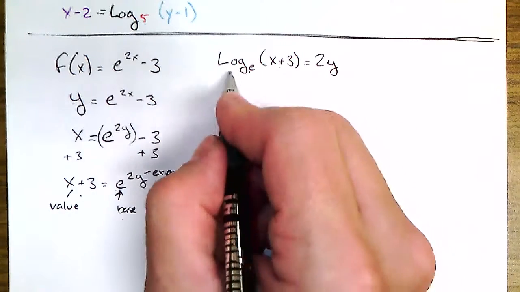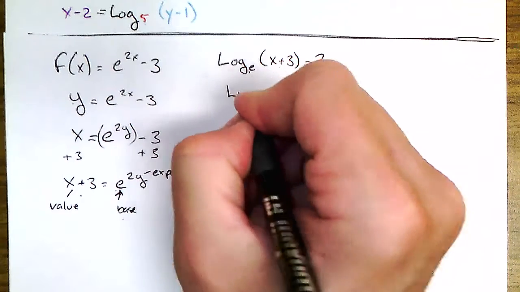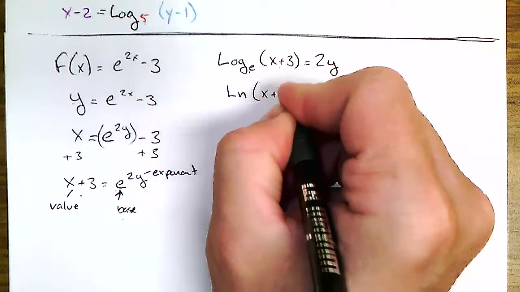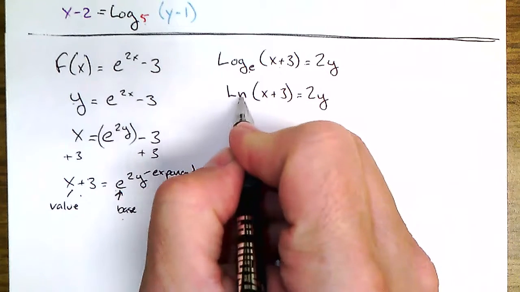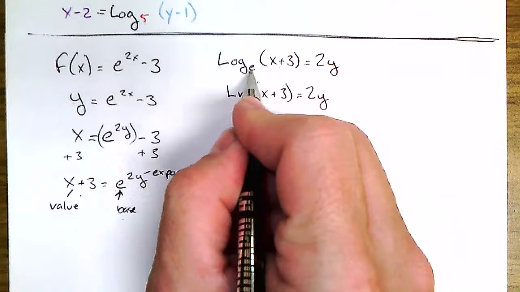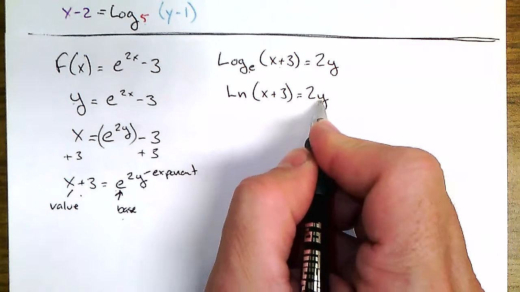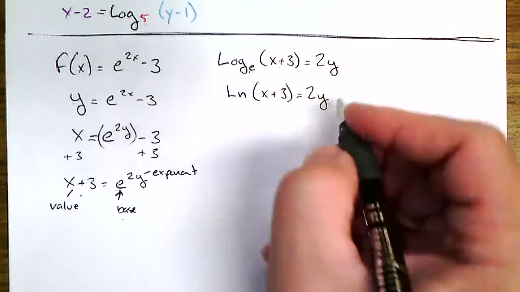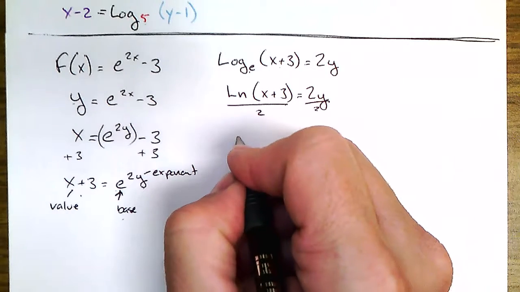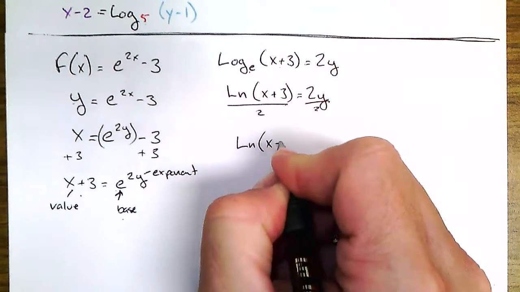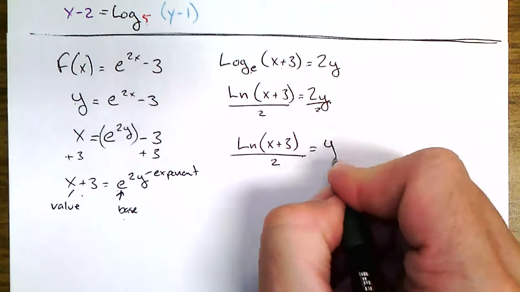Now, log base e has its own format and special name, and that's natural log. So let's write this as ln of (x plus 3) equals 2y. So anytime you see an ln, that's just letting you know it's log base e, natural log. Now our last step is we need to get our y by itself. We need to isolate the y. So we're going to divide both sides by 2. And so I end up with ln of (x plus 3), all of that over 2, equals y.